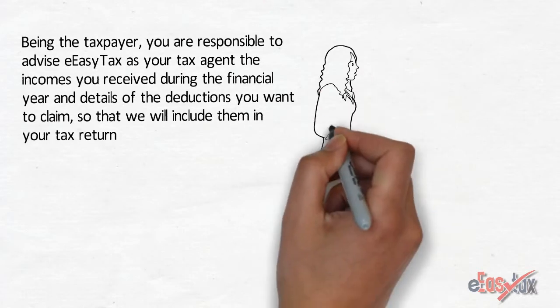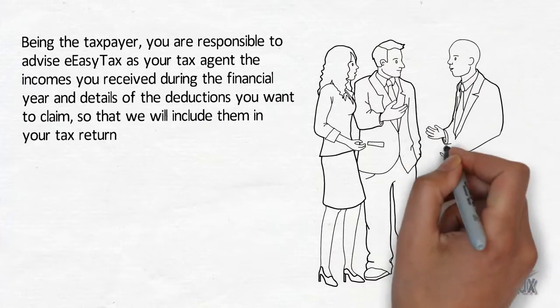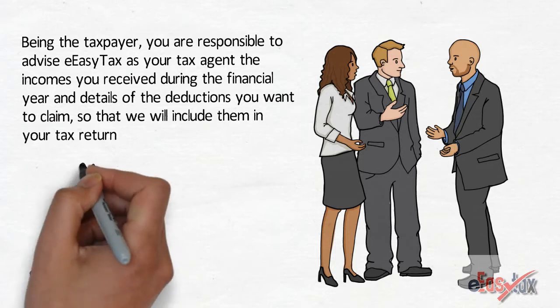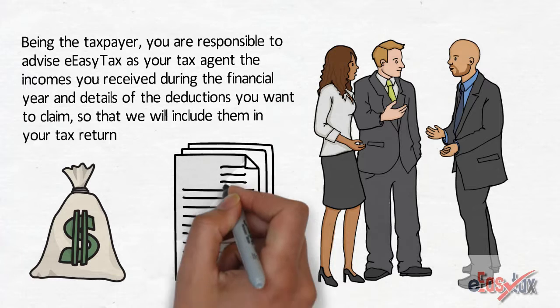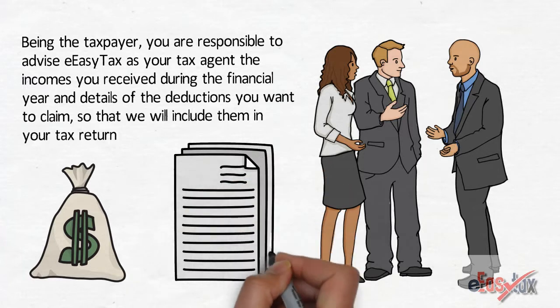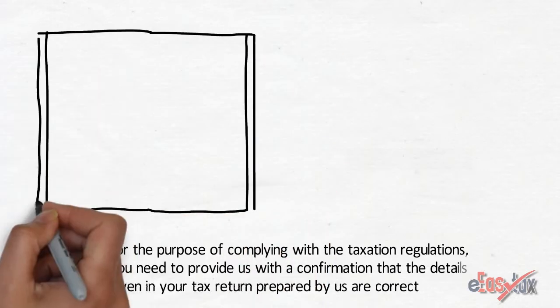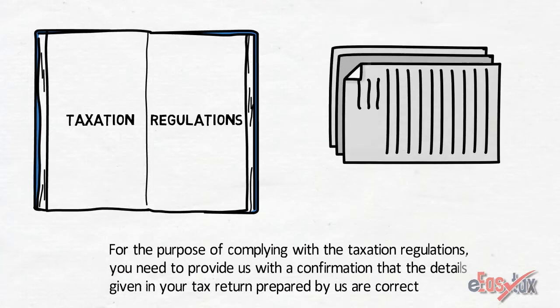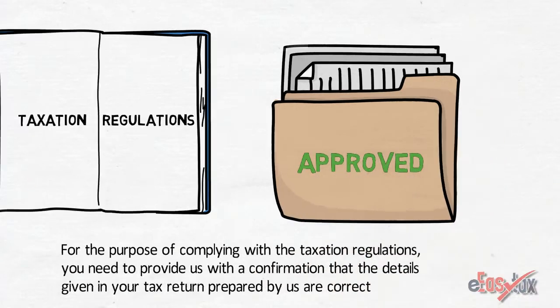Regarding item 2 above, being the taxpayer, you are responsible to advise EasyTax as your tax agent the incomes you received during the financial year and details of the deductions you want to claim, so that we will include them in your tax return. Regarding item 3 above, for the purpose of complying with the taxation regulations, you need to provide us with a confirmation that the details given in your tax return prepared by us are correct.